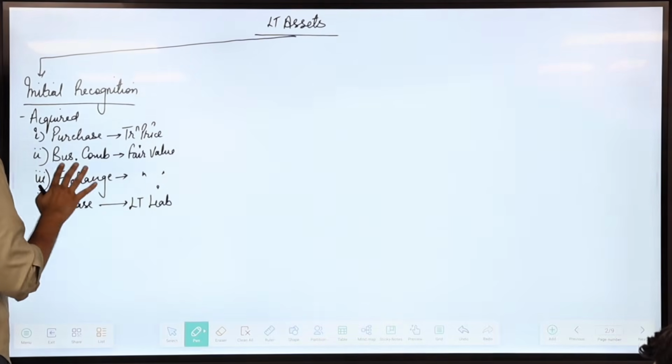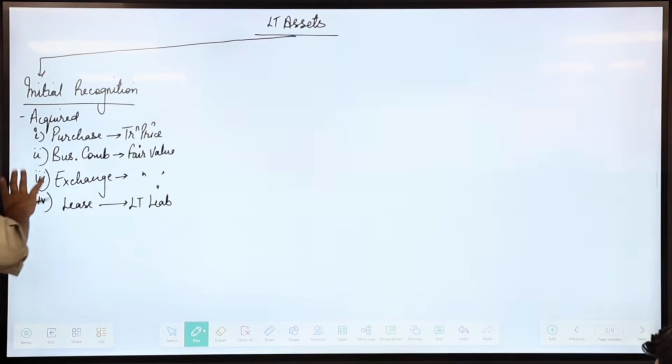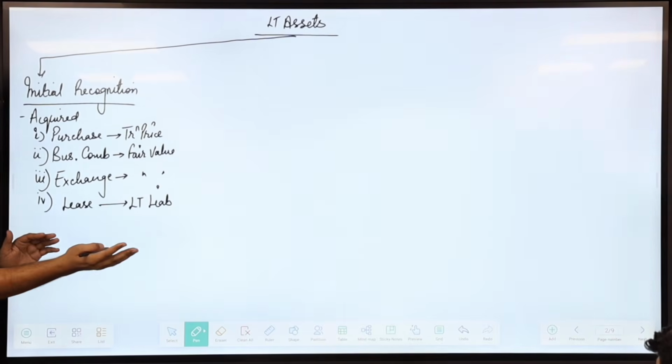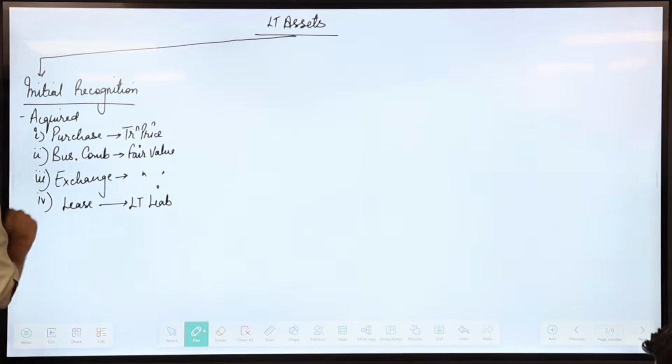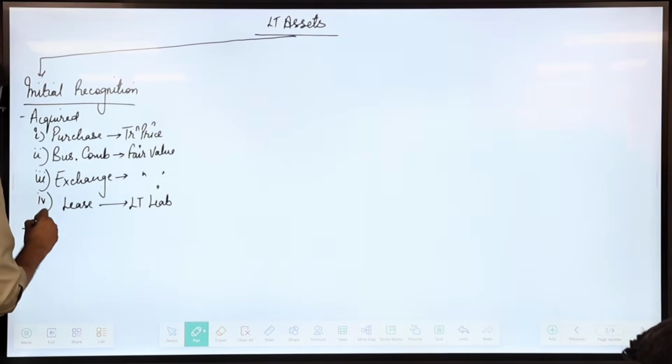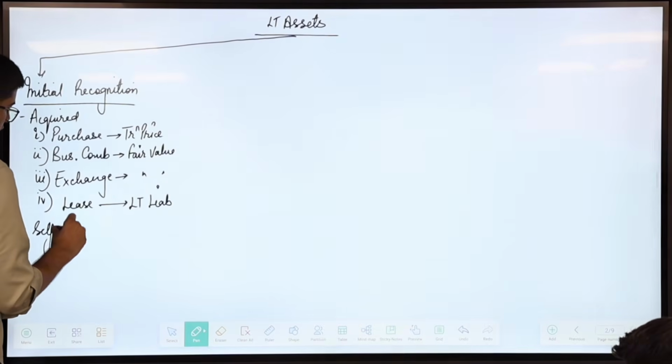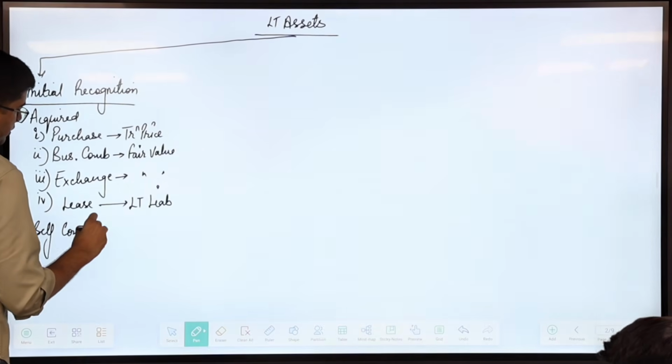These are the rules if you have acquired the asset. Wherever in this mind map I'm not creating a separation, assume that rules for property, plant, equipment and intangible asset are same. So this is common whether you're acquiring a tangible asset or an intangible asset. Now from this point onwards, we get separation. You have self-constructed assets.